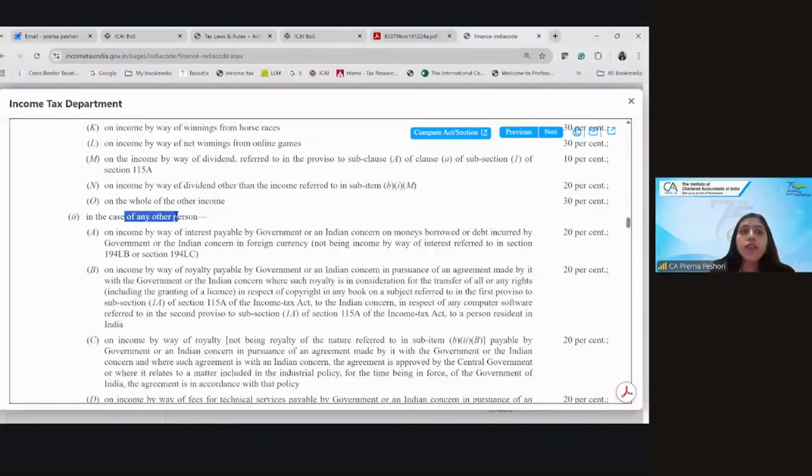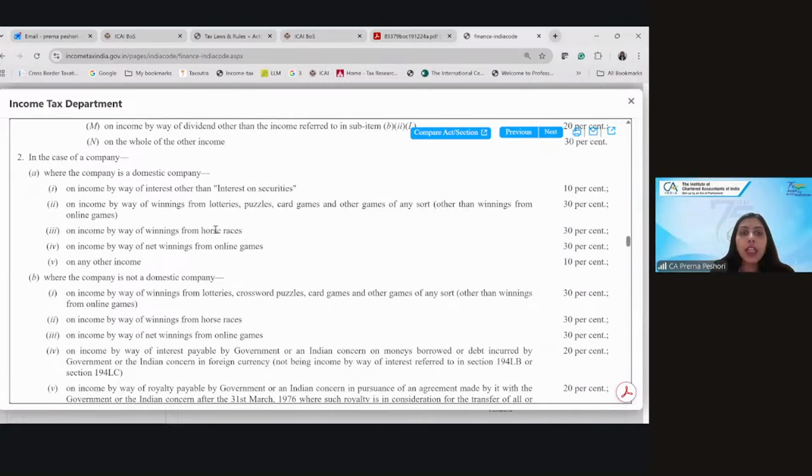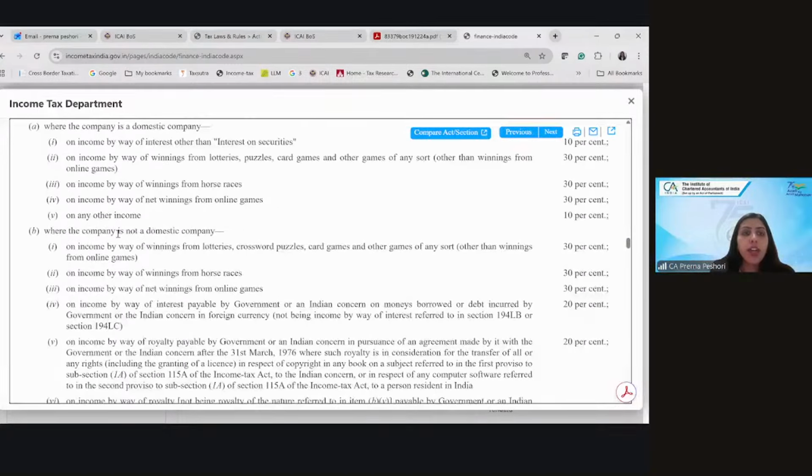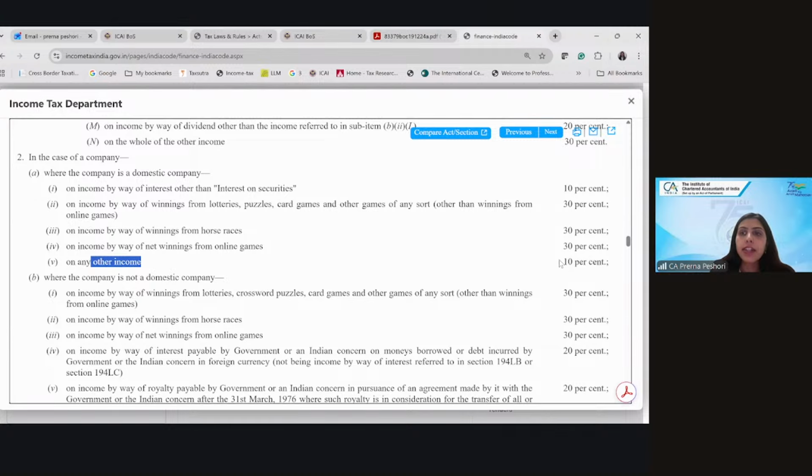And in the case of a company, I don't think they have given any rate here for the commission. Yes, it is 10%. So in the case of a company, it is 10%, and in the case of any other person, it is 2%. Are we clear? So that is how you find the rates in force. Clear, students? Yes, so let's write down.